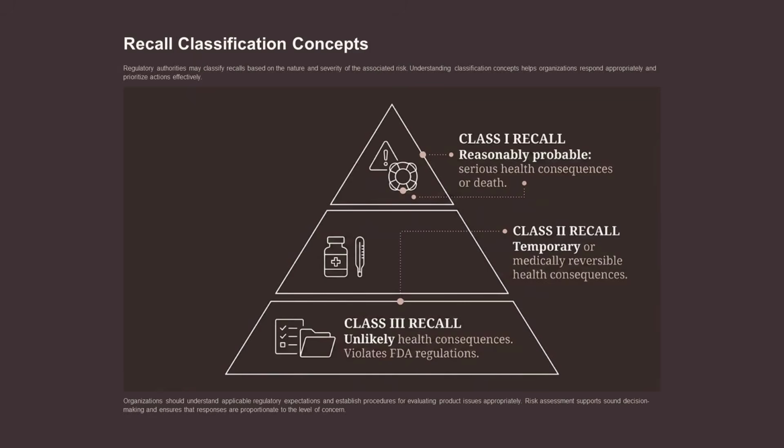Regulatory authorities classify recalls based on the severity of the associated risk. Understanding classification concepts helps organizations respond and prioritize actions effectively. Class 1 recalls involve serious health consequences or death. Class 2 recalls involve temporary or medically reversible health consequences. Class 3 recalls involve unlikely health consequences but violate FDA regulations. Organizations should understand applicable regulatory expectations and establish procedures to ensure product issues are managed appropriately.